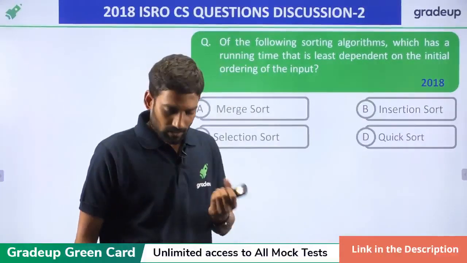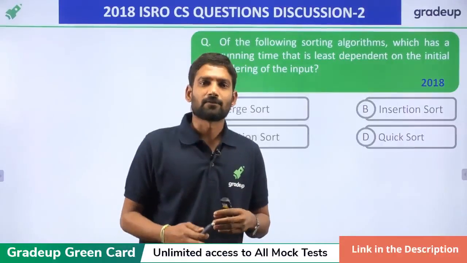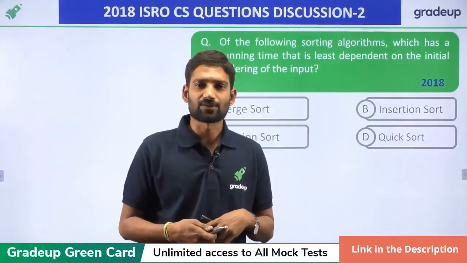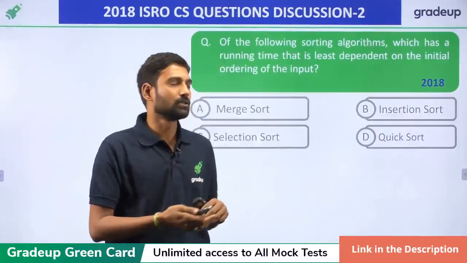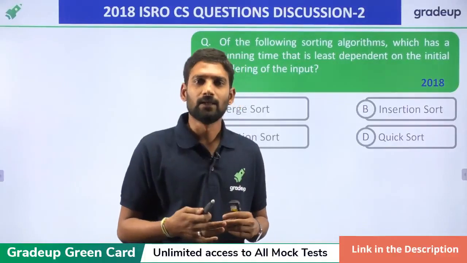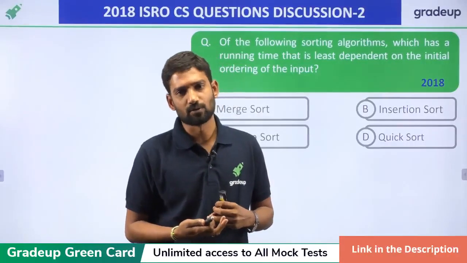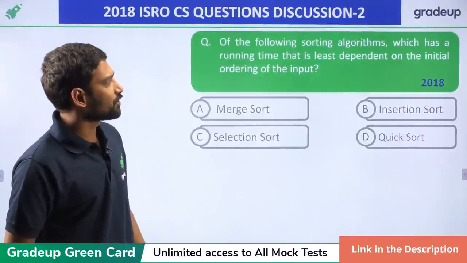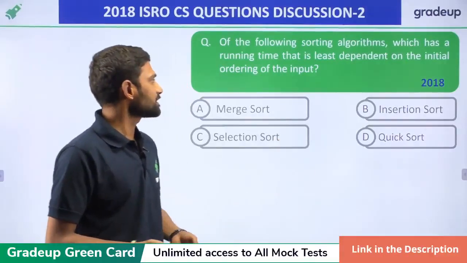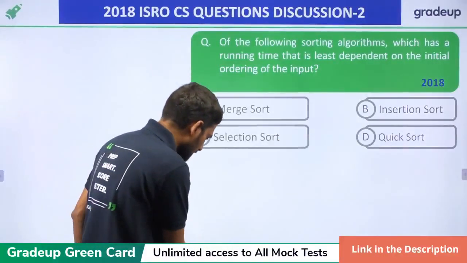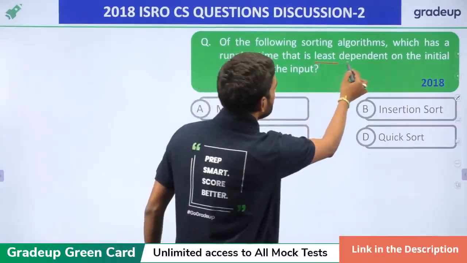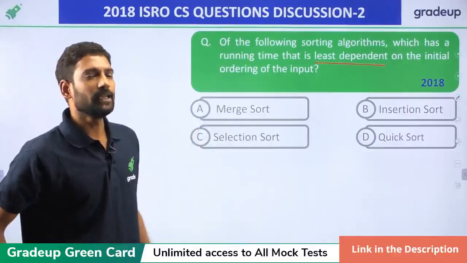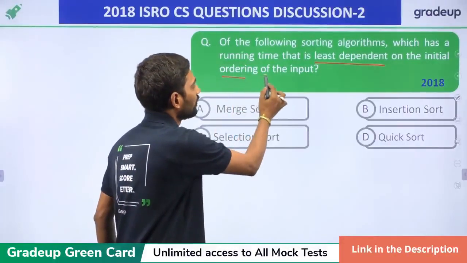Now, yesterday we left a few questions of 2018 due to the time constraint. So, first let us complete those 2018 questions and move on to 2017 ISRO questions. Okay, here is the first question. Of the following sorting algorithms, which has a running time that is least dependent on the initial order of input?